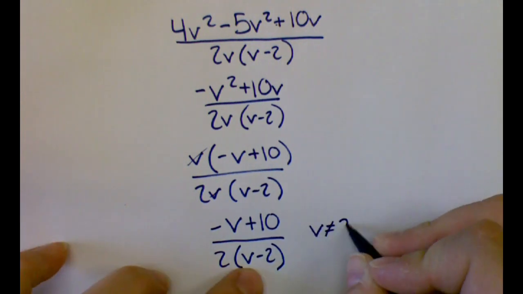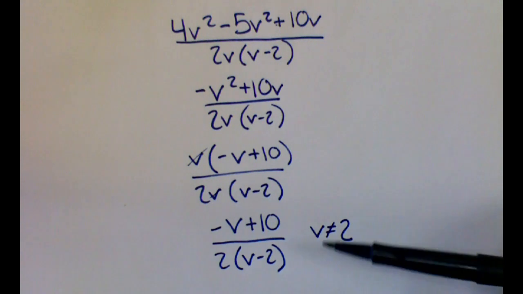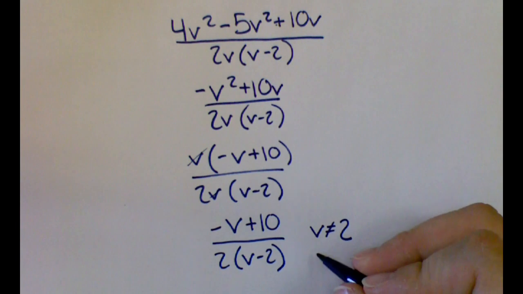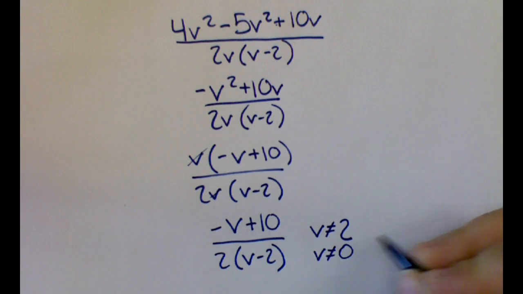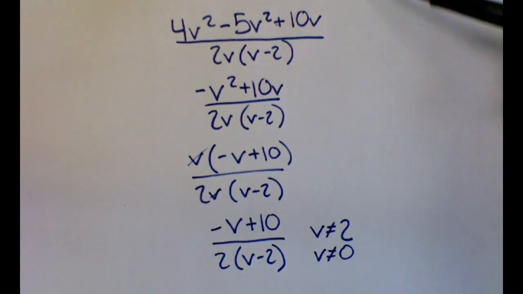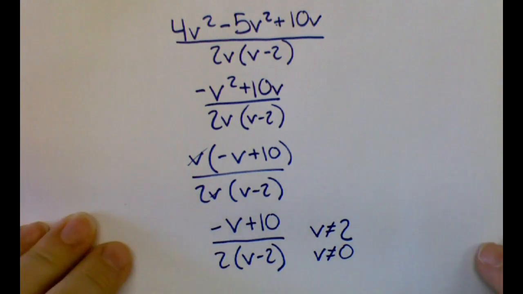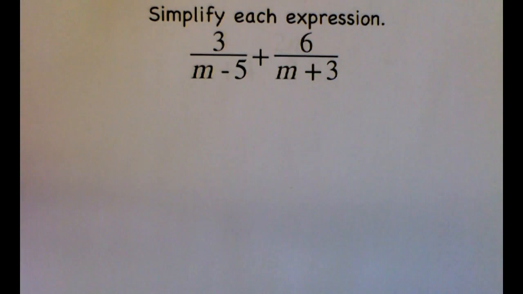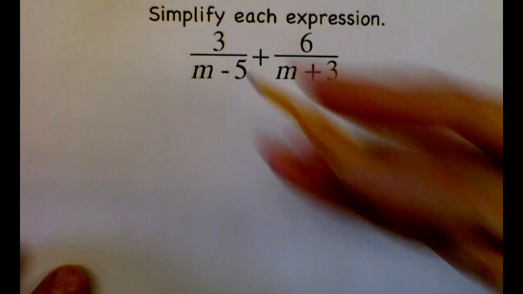V can't equal 2, but make sure you look back in the problem because 2v was in the denominator as well, which tells me that v can't be 0. And look everywhere in your problem, there's no other issues. There we go. All right, same thing for this one. We start off, we need a common denominator. So I'm going to multiply the first fraction by m plus 3.